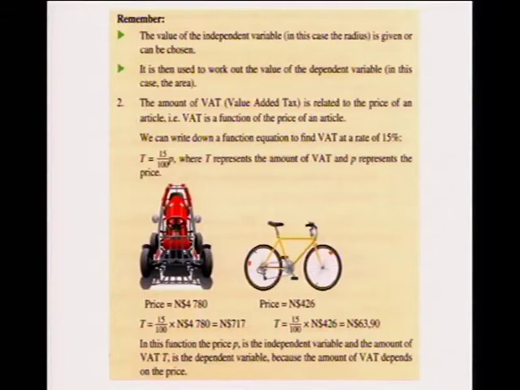So here we see the price. It is 4,780. So T is equal to 15 divided by 100, because it's 15%, times 4,780, and that is equal to 717. In this function, the price, P, is the independent variable and the amount of VAT, T, is the dependent variable, because the amount of VAT depends on the price.